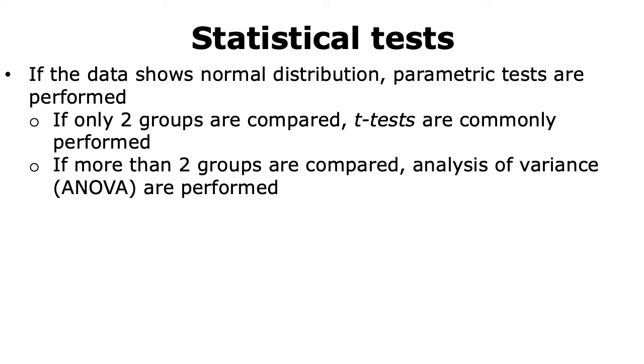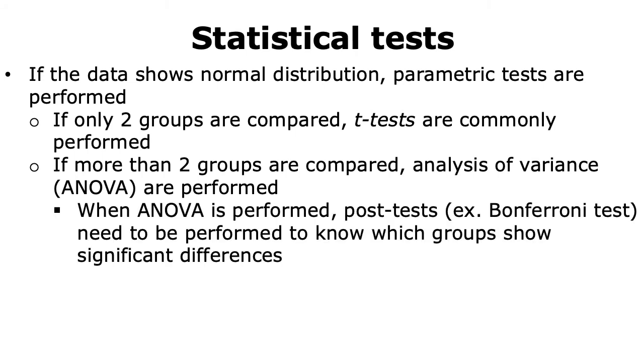It should be noted that when a t-test is performed, the t-test directly provides the p-value. However, when an ANOVA is performed, the p-value that is obtained simply states whether there is a statistically significant difference among the groups, but it doesn't tell you between which groups we observe statistical significance. Thus, when an ANOVA is performed, post-tests like the Bonferroni test or Tukey test have to be performed to know which two groups or which other types of combinations of groups show statistically significant differences.